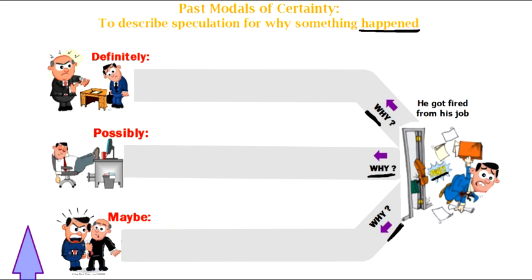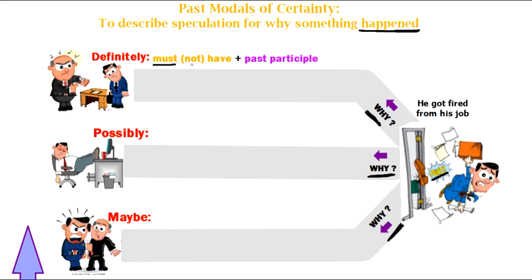Let's take a look at this first situation here for definitely. So it looks like he's coming to work. His boss is looking at his watch. He doesn't look very happy. I'm thinking, okay, why did he get fired? Well, he definitely was late for work a lot, or something like that, right? Now, remember, what is my modal of certainty for definitely? You guys remember? Right, it's must. Now, I'm using it in the past tense, so I'm going to use my modal must.